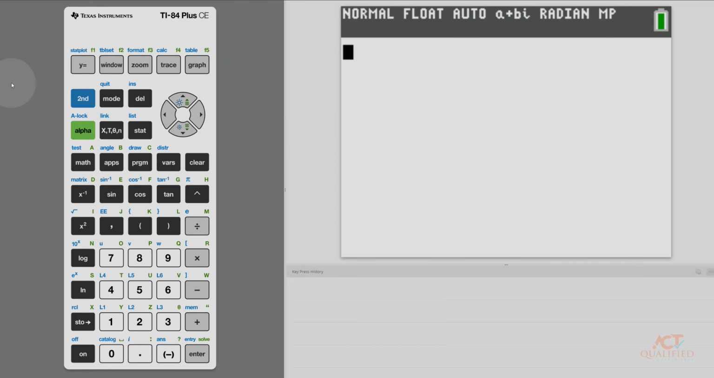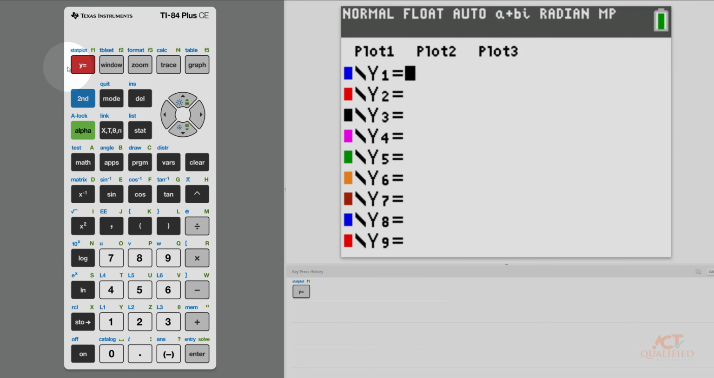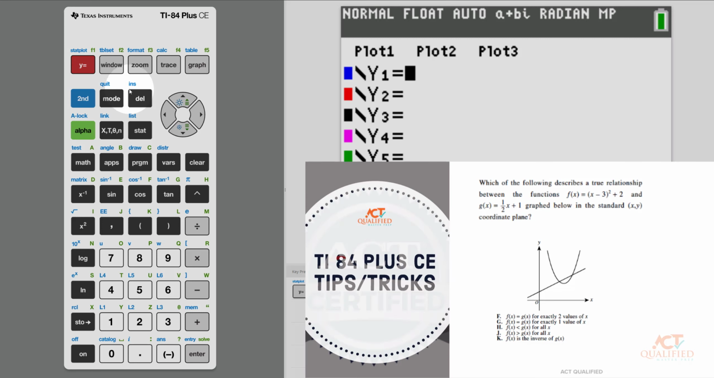To begin, press Y equals. If you have an equation entered in Y1 and Y2 from a prior problem, press Clear to delete the entries. Now type f of x into Y1. Then type g of x into Y2.